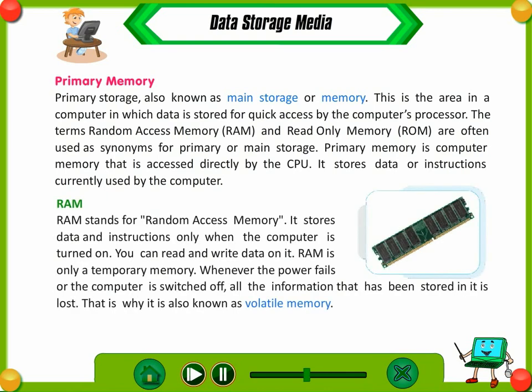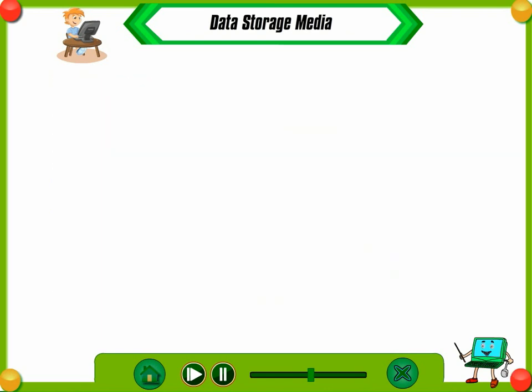RAM. RAM stands for Random Access Memory. It stores data and instructions only when the computer is turned on. You can read and write data on it. RAM is only a temporary memory. Whenever the power fails or the computer is switched off, all the information that has been stored in it is lost. That is why it is also known as volatile memory.